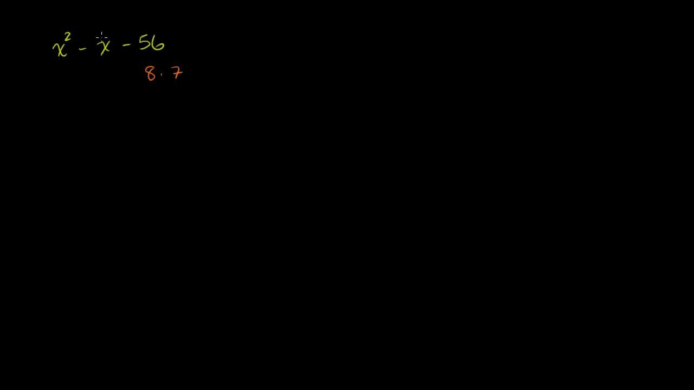Now, the fact that their sum is negative tells me that the larger of these two should probably be negative. So if we take negative 8 times 7, that's equal to negative 56. And then if we take negative 8 plus 7, that is equal to negative 1, which is exactly the coefficient right there. So when I factor this, this is going to be x minus 8 times x plus 7.